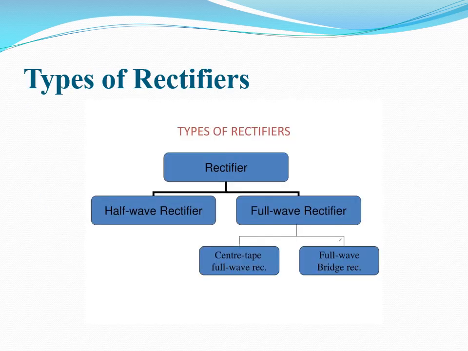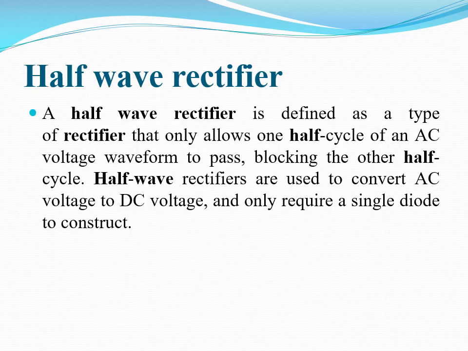Types of rectifiers. There are two types of rectifiers. Number one is the half wave rectifier and number two is the full wave rectifier. The full wave rectifier further has two types. Number one is the center tap full wave rectifier and number two is the full wave bridge rectifier.